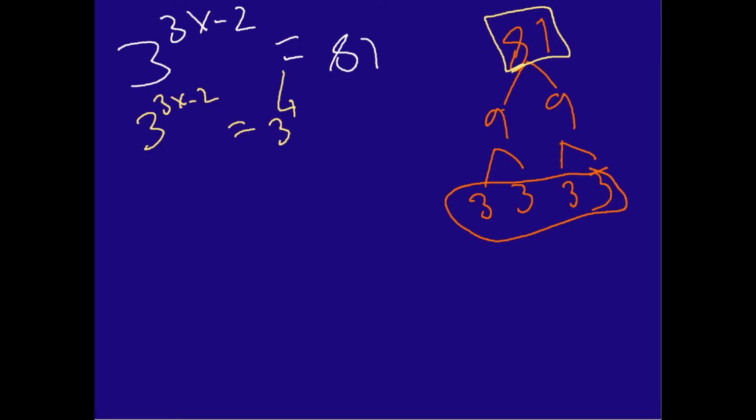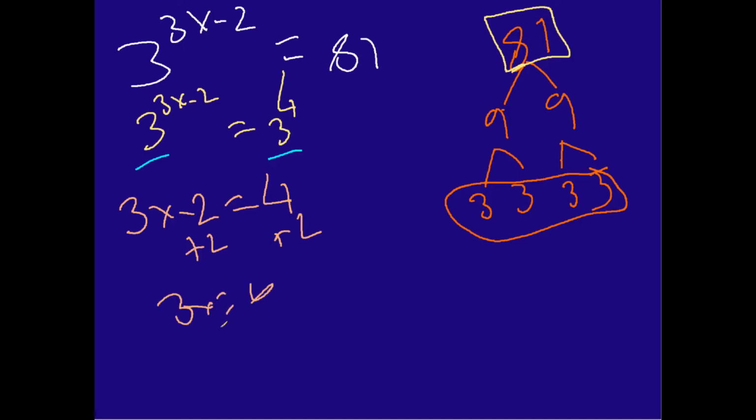Now that I have the same base on both sides, I can ignore the bases and just solve for x in a simple equation. To show you what that looks like, let's do the following. So now I have 3x minus 2 equals 4. I just removed the bases of 3. And so this is just basic algebra. There's nothing new here. Just add 2 to both sides. You can see that I have 3x equals 6. Divide by 3 on both sides, and I get x equals 2.